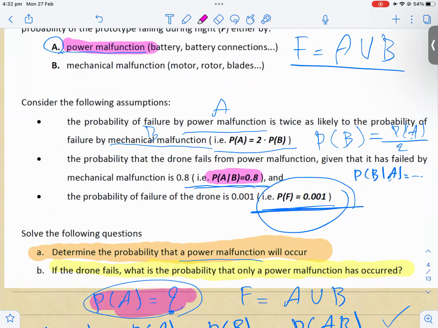So this company has this confidence that they claim the probability of the failure of the drone is 1/1000. I don't know if it's good or not good.